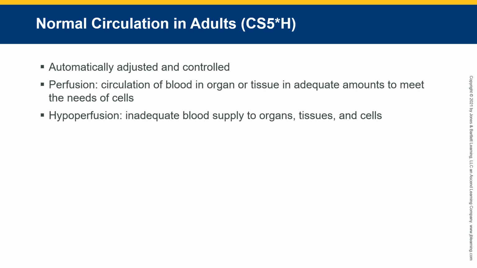For circulation in adults, normal circulation is automatically adjusted and controlled. We talk about this word perfusion a lot for the NREMT. You'll need to know this one. This is the circulation of blood in an organ or tissue in adequate amounts to meet the needs of the cell. And then you also need to know what hypoperfusion is. This is just the inadequate blood supply to organs, tissues, and cells. But both are very important topics there to consider.